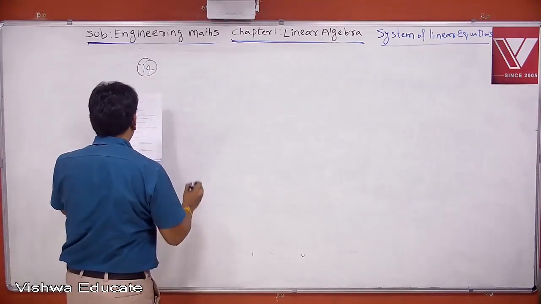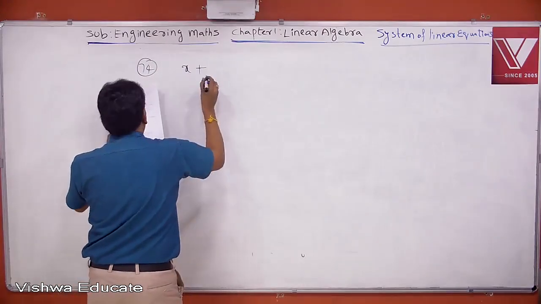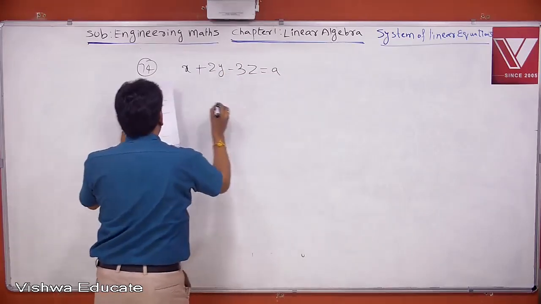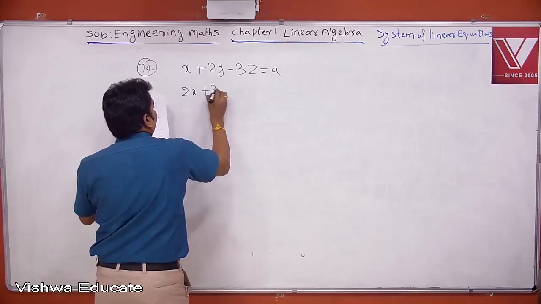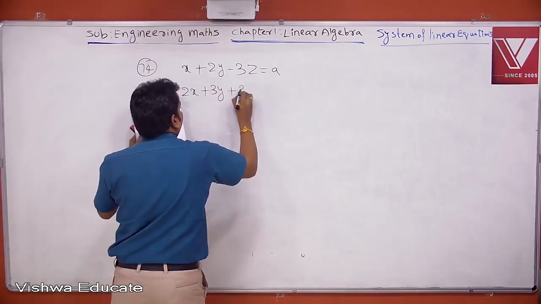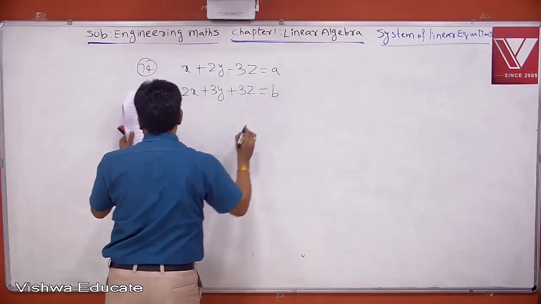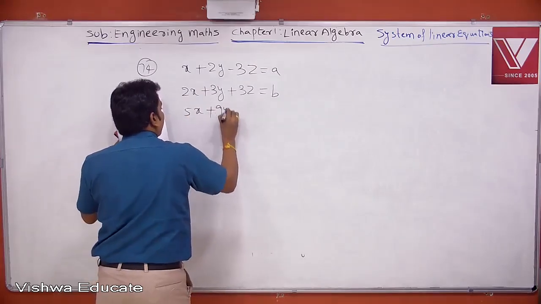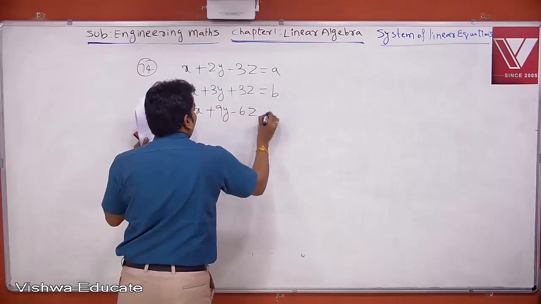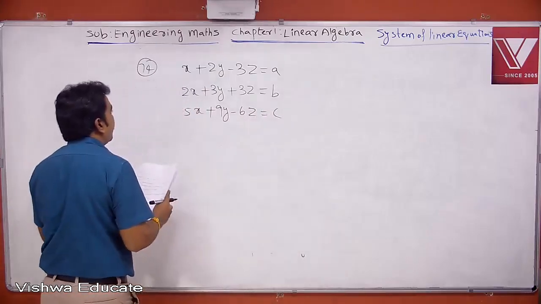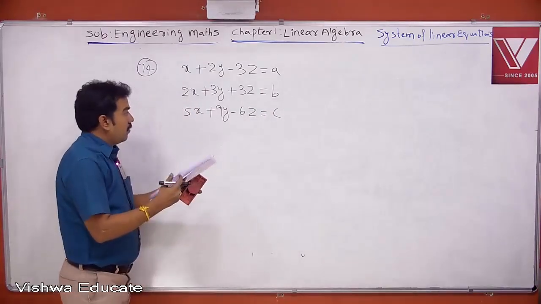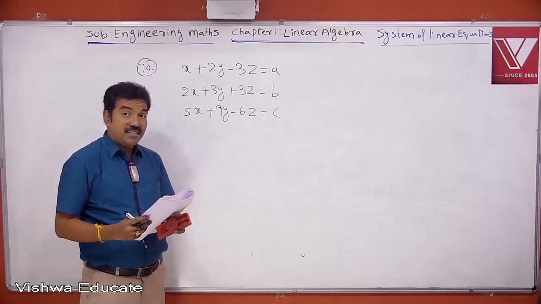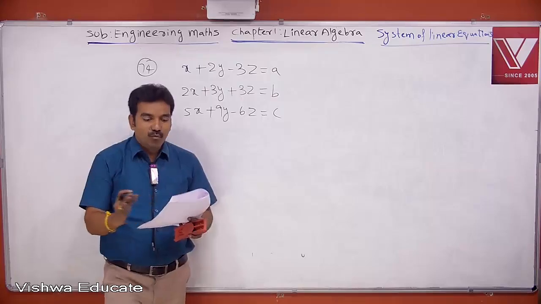Consider the following system of linear equations. The equations are x plus 2y minus 3z equal to a. Second equation, 2x plus 3y plus 3z equal to b. Third, 5x plus 9y minus 6z equal to c. What they asked: this system is consistent if... 4 options are given.